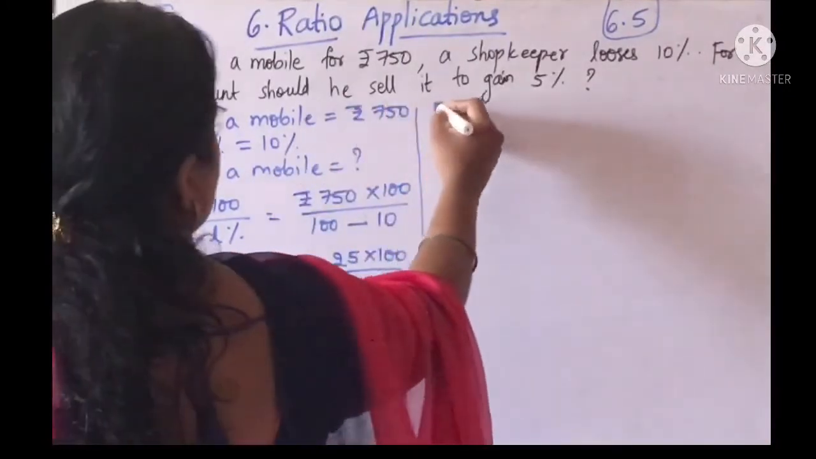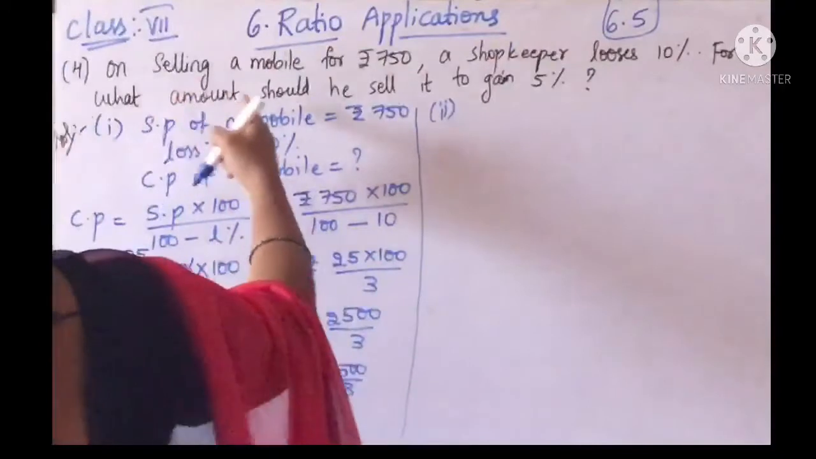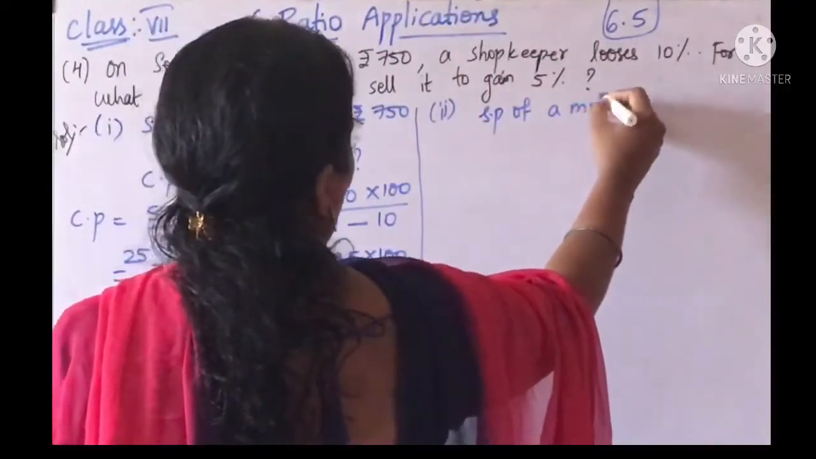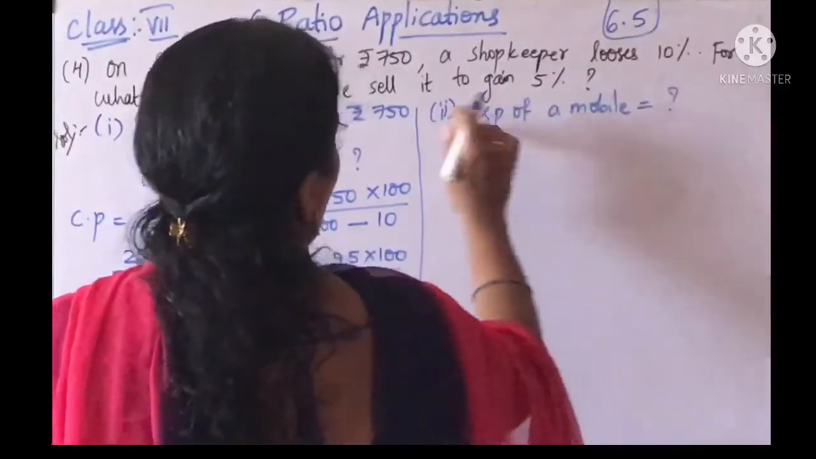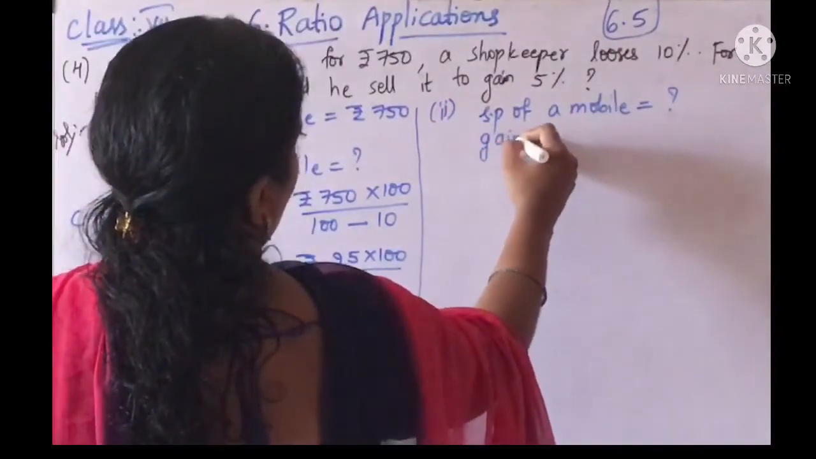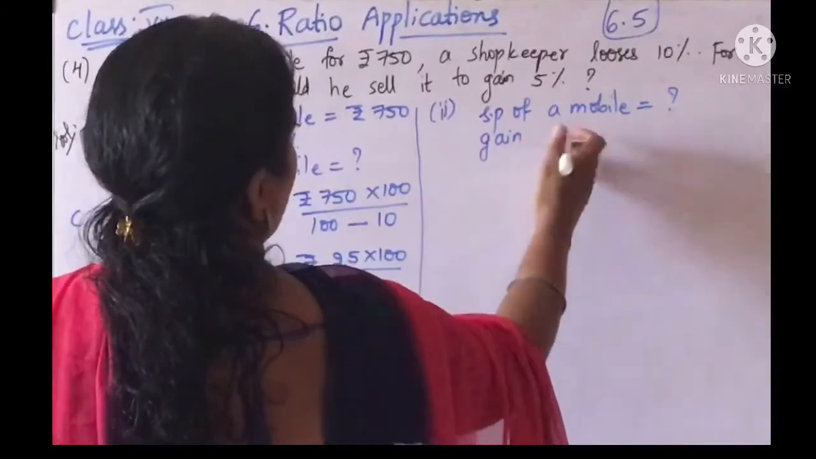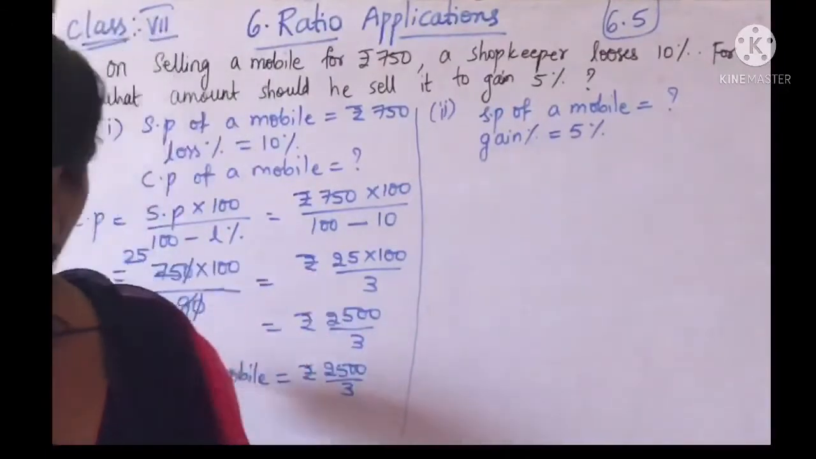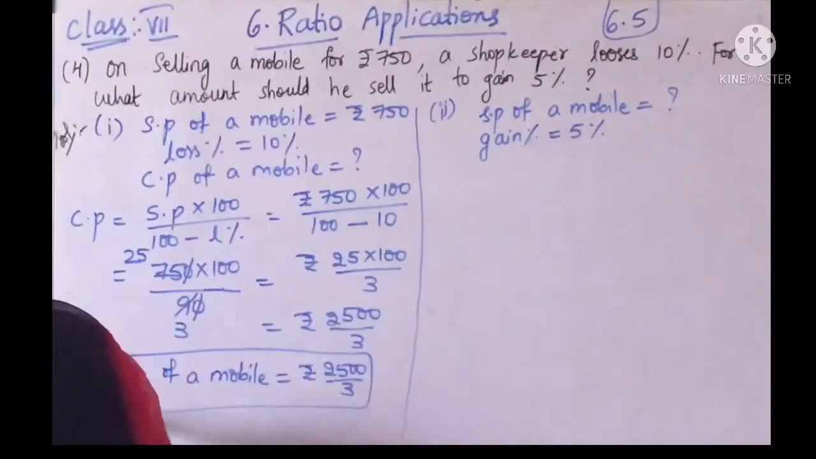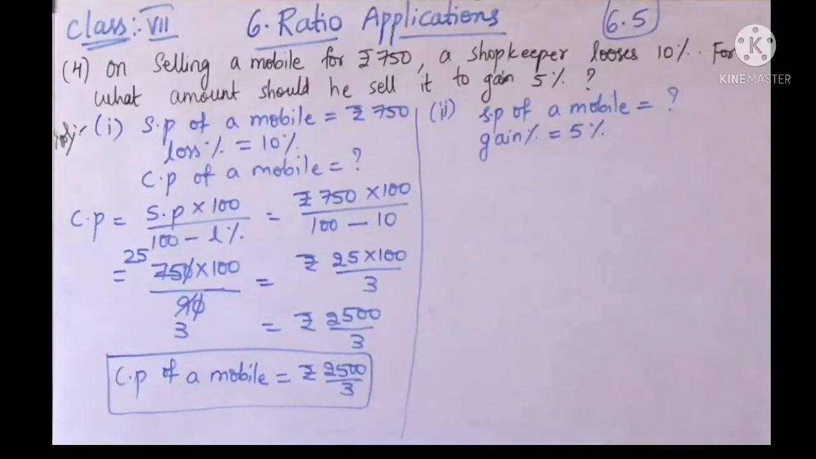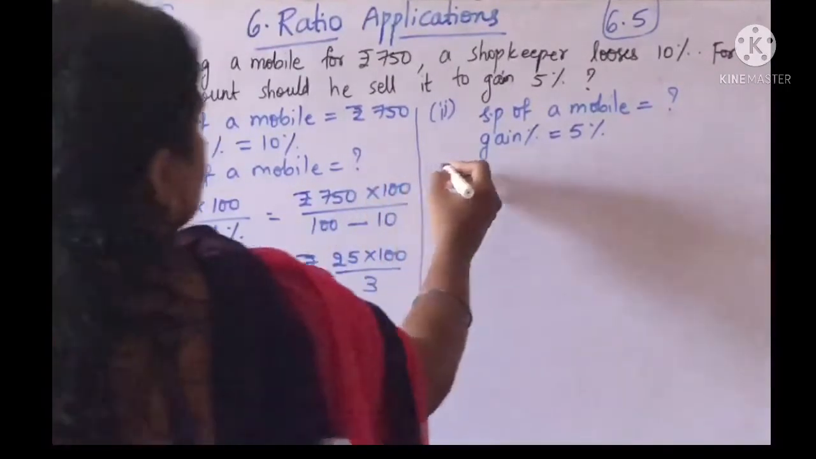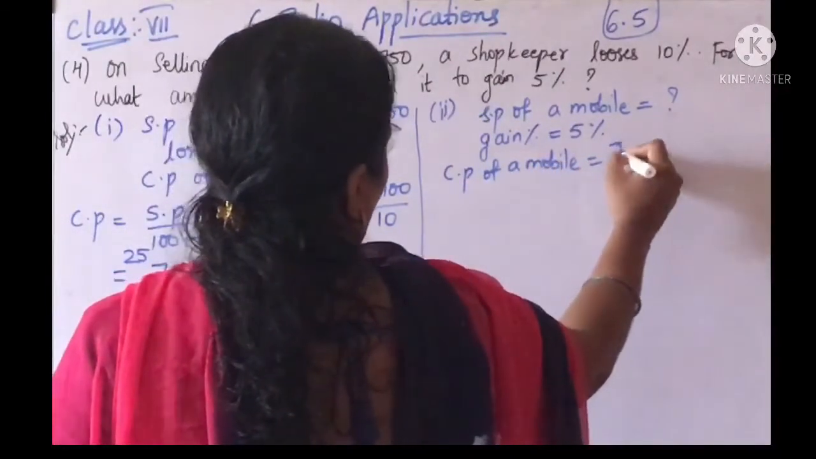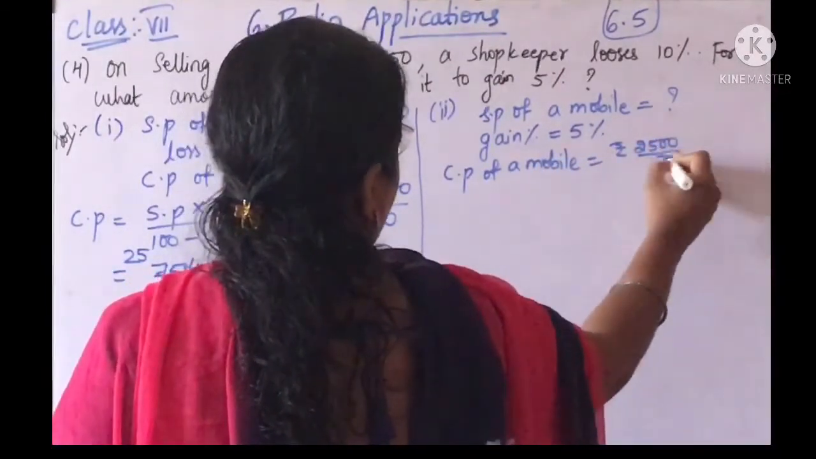Now coming to the second part. Second part will be there in the second sentence. For what amount should he sell? So we need to find the selling price of a mobile. Okay, question mark. And how much gain he should get? 5%. So gain percentage is nothing but the 5%. Now here CP we need to take the first part amount. What is the CP of a mobile there? CP of a mobile is rupees 2500 by 3.